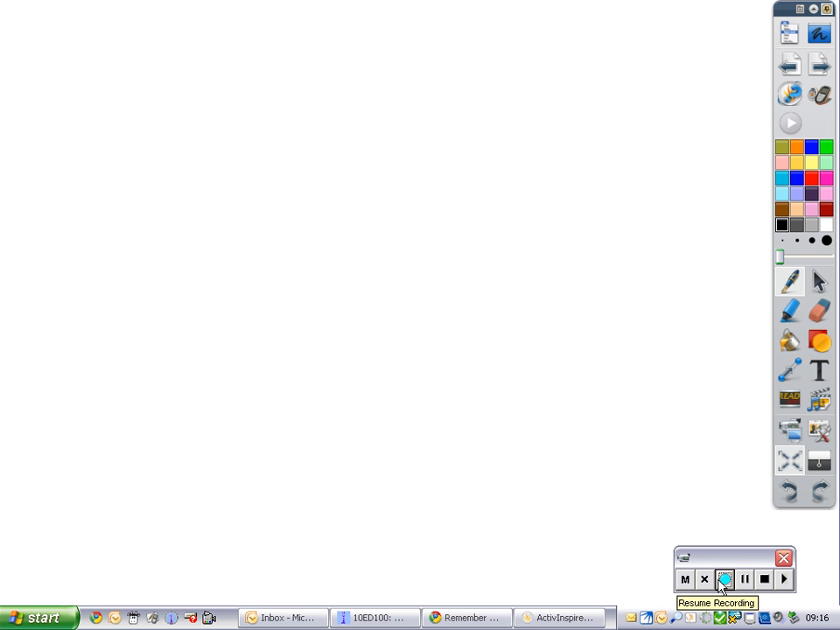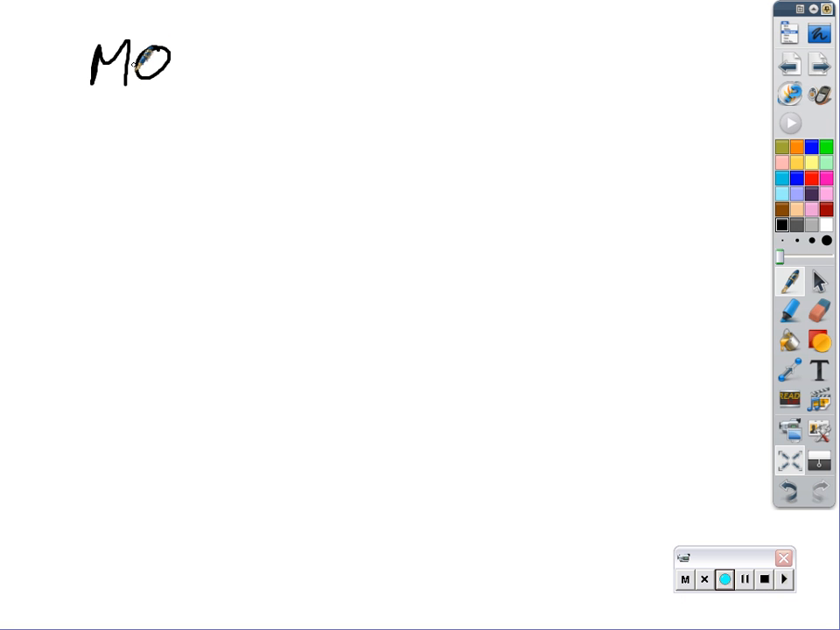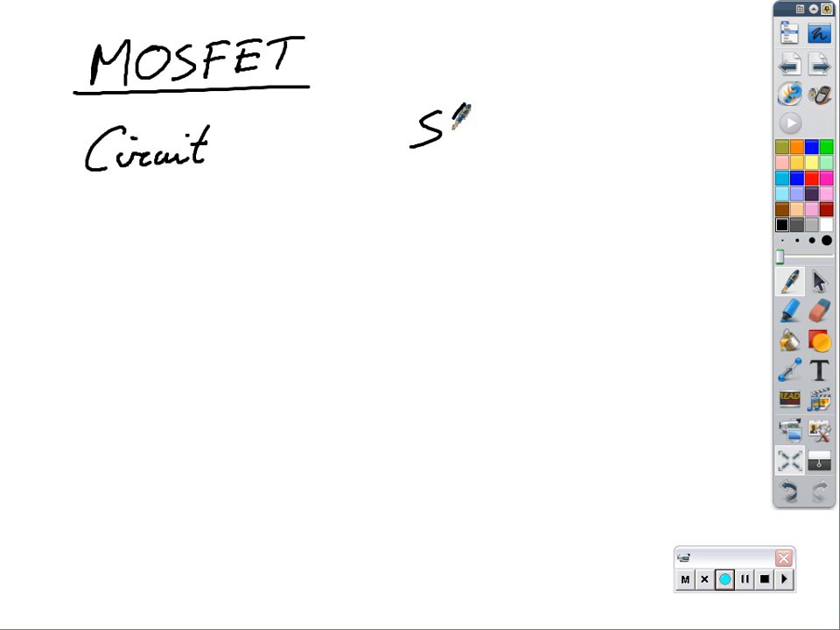MOSFETs is your heading, so you don't need to know what MOSFET stands for, but it tells you beside it. It stands for metal oxide semiconductor field effect transistor. Now, you do need to remember what laser stands for, you do not need to remember what MOSFET stands for. So for MOSFETs you need to know the circuit diagram and the structure of it. So we'll put two headings, the circuit diagram and the structure.